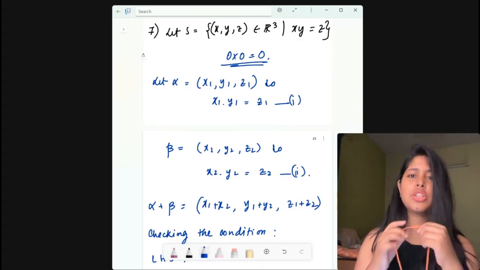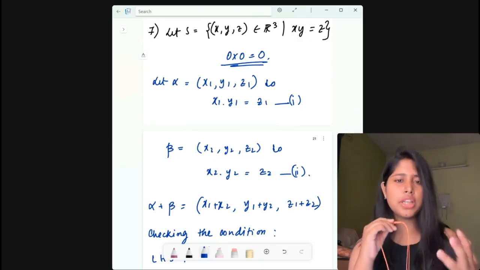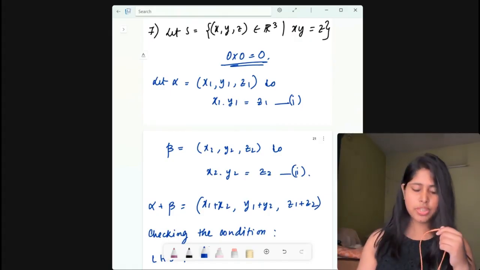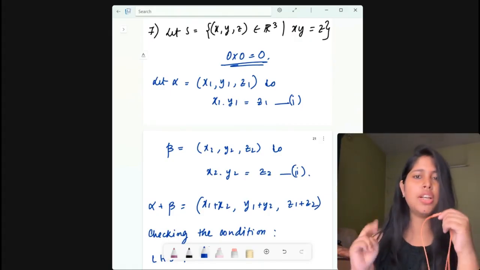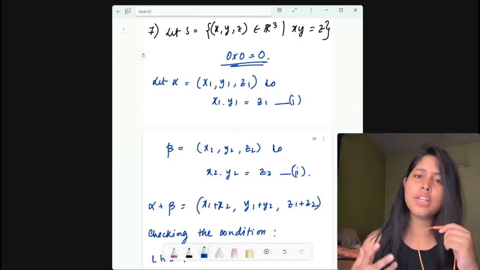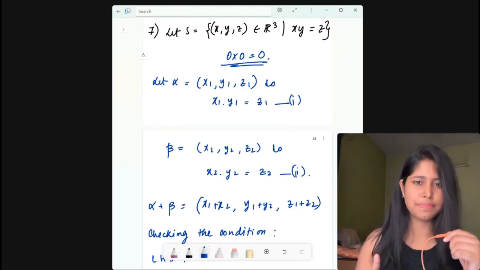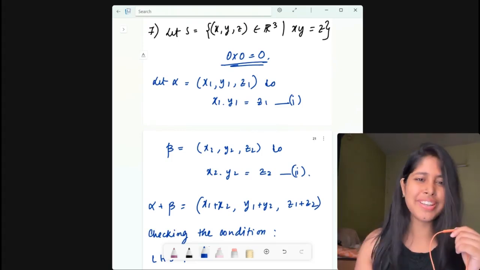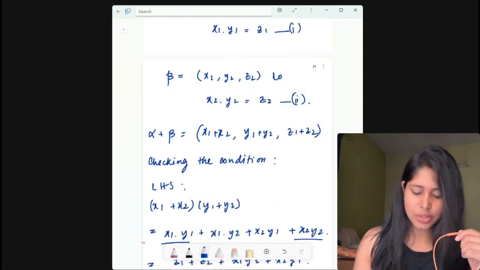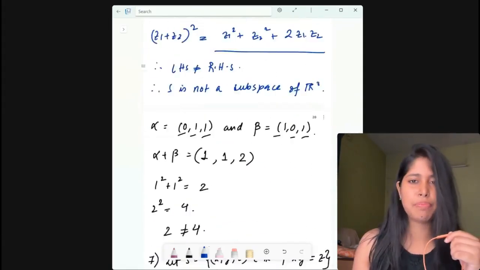The third thing is when we see a non-linear condition. For the sixth and seventh questions, we saw that they are non-linear conditions. So if you see a non-linear condition, you have to be very careful and test the closure property very carefully. All right, so that is all for today's class, and we did the recap for today's session.